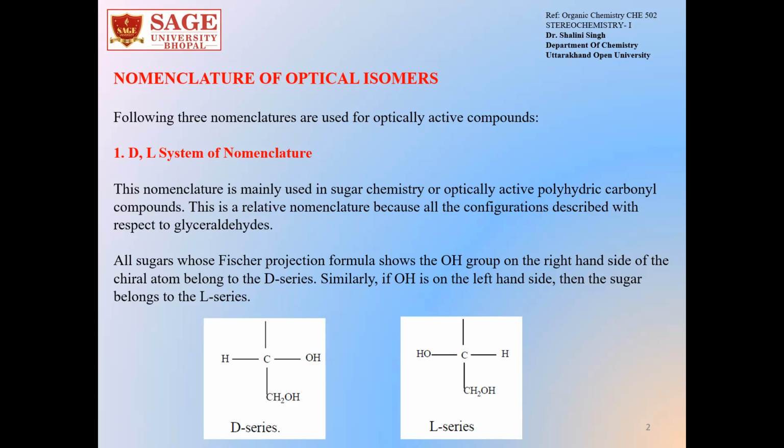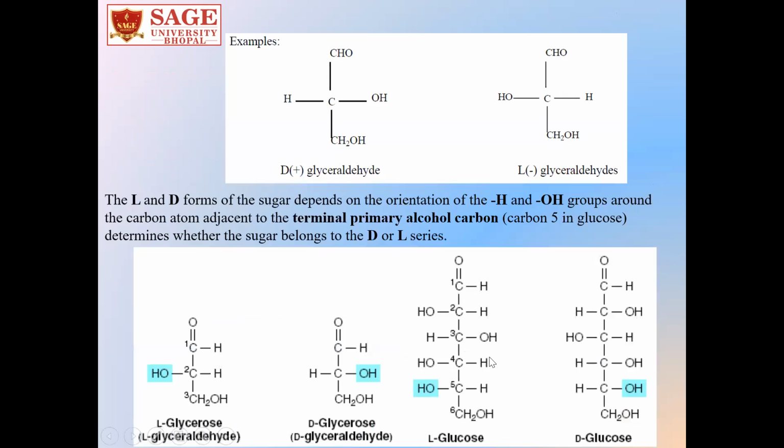L series. So in this example we can see the first one, the OH is on the right hand side of the chiral carbon, so it is D. In the second one, the OH is on the left hand side of the chiral carbon, so it is L. Now, in this example, this one will be termed as D-glyceraldehyde as OH is on the right hand side. The second one is L-glyceraldehyde as the OH is on the left hand side.